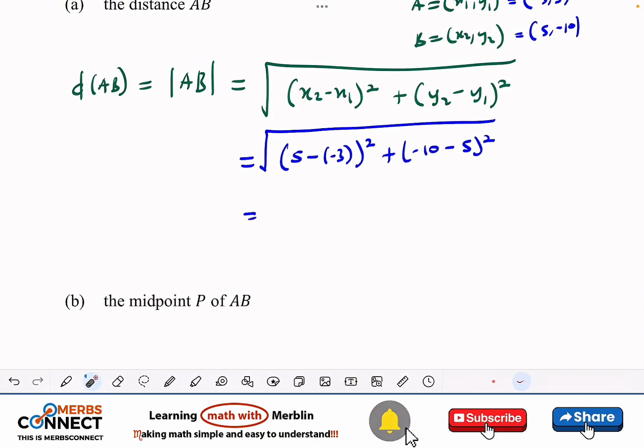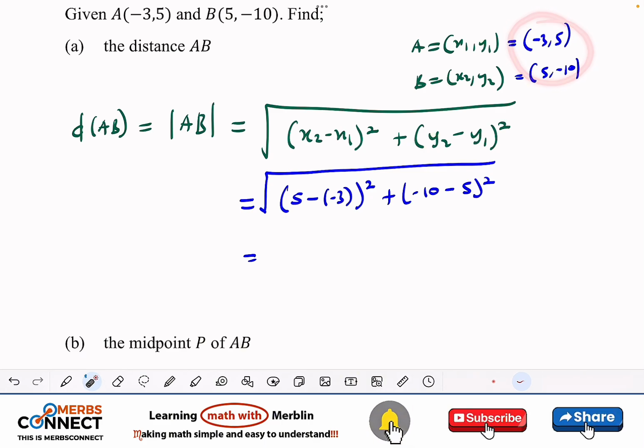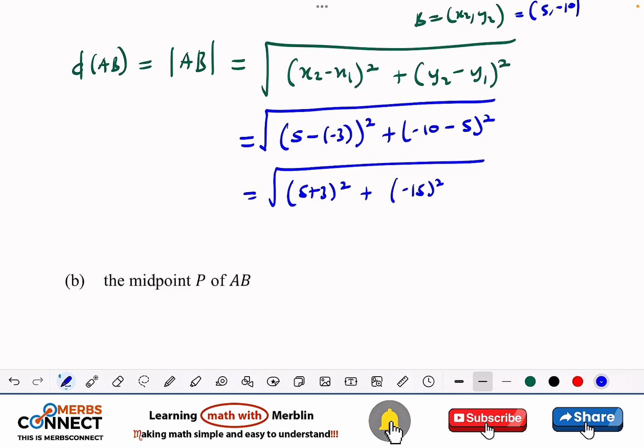And because of the minus, you can just swap them. It was still going to give us the same result. You can pick this one as x2, y2. But basically, it's good to choose your second point consistently. Do you get it? So let's see what you are going to get. This is going to give us the root of 5 plus 3 squared plus minus 15 squared, right? So that's what you're going to get.